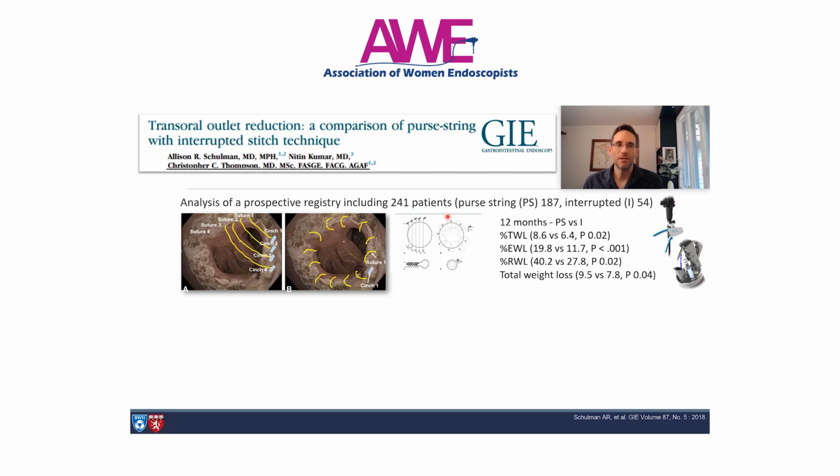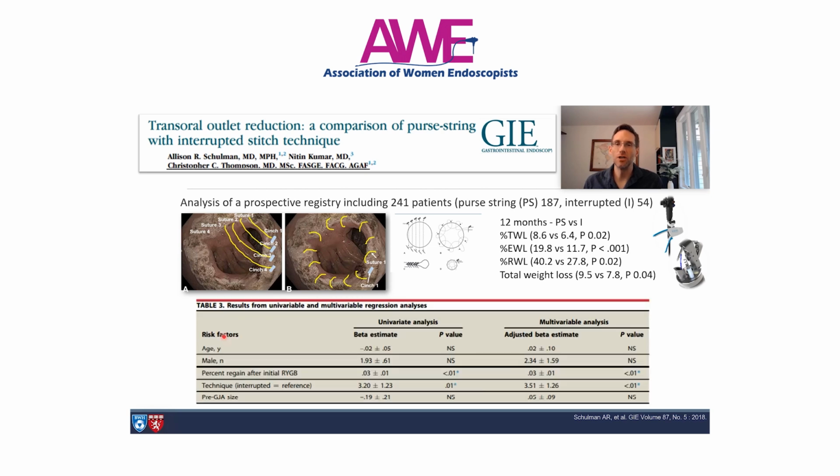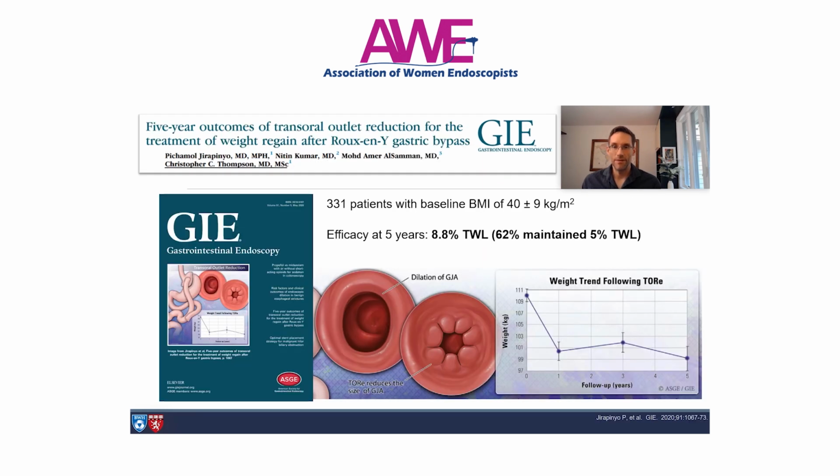And we did an analysis of a prospective registry that included 241 patients. 187 had the purse string procedure, and 54 had it interrupted with the same device. And you can see here, the percent total weight loss was 8.6% versus 6.4%. So clearly better with the purse string. And this held up in a regression analysis as well. And again, 8.6% total weight loss. Keep making progress. And this has good durability as well, holding up for 5 years.